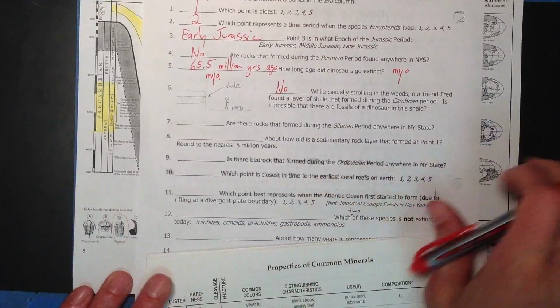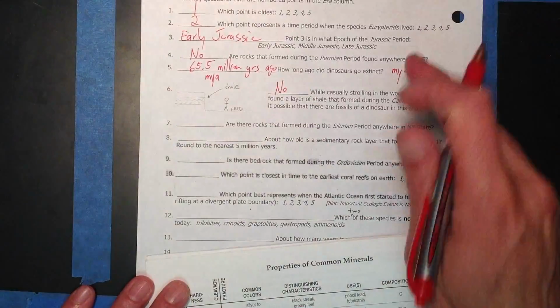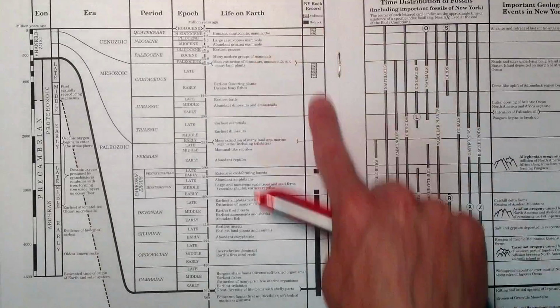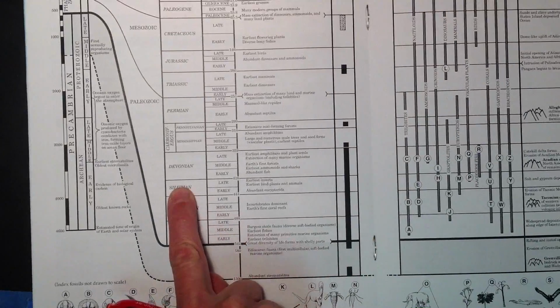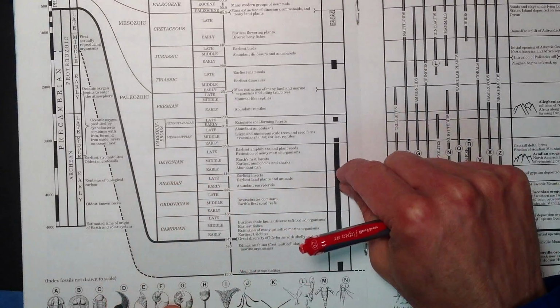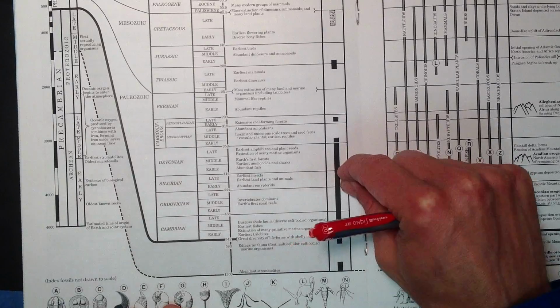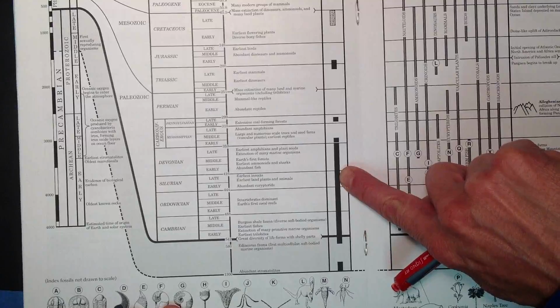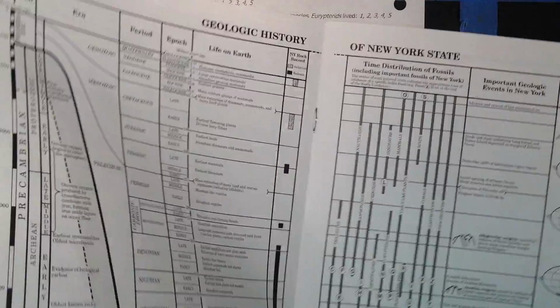Okay, so hopefully you can see how that works. 7, are there rocks that formed during the Silurian period anywhere in New York State? So we're back to this New York State rock record. Silurian is here. We look across, and you can see there is bedrock from the Silurian period that exists in New York State. So the answer to that one is yes.